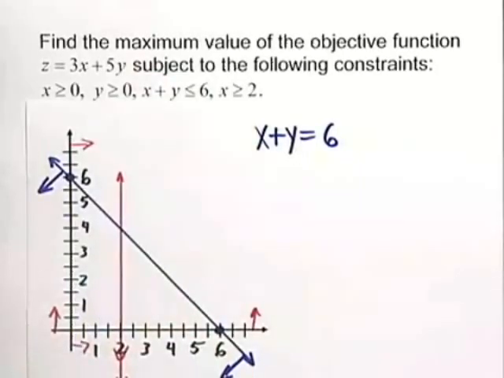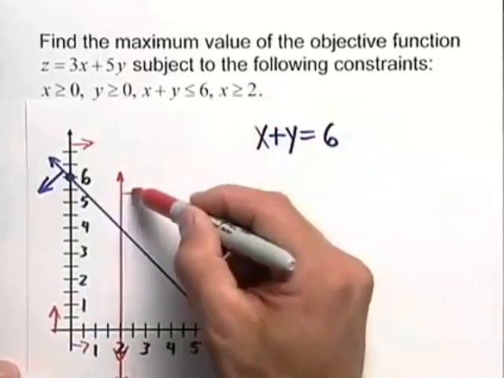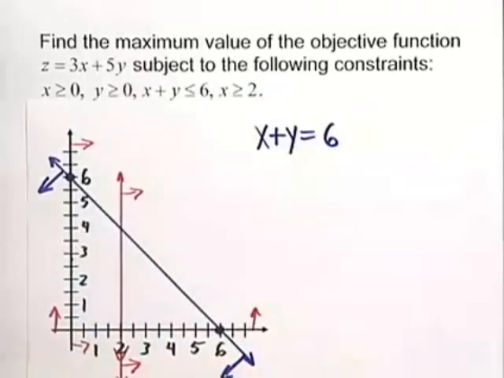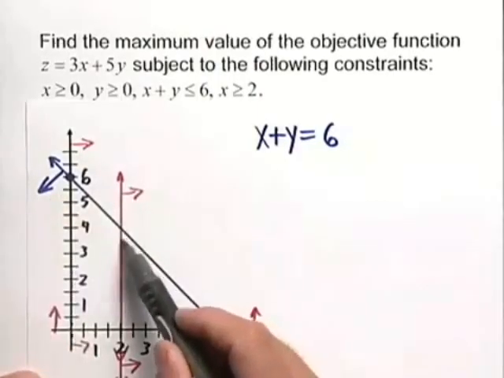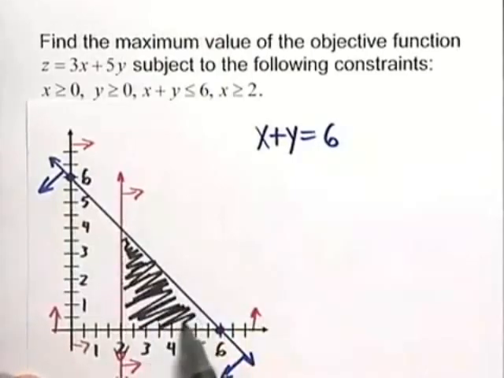Now we have our red line, x is greater than or equal to 2. That means any ordered pairs to the right of this red line have to be in our solution set. So let's tie this all together. It's anything in the first quadrant, down and to the left of the blue line, and to the right of the red line, above the x-axis. So we obtain this triangular region as our solution set. These are all the ordered pairs that give us a true statement for these four inequalities.